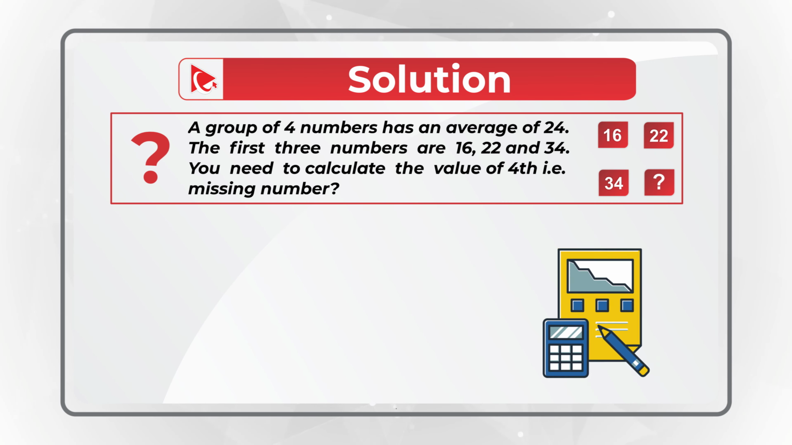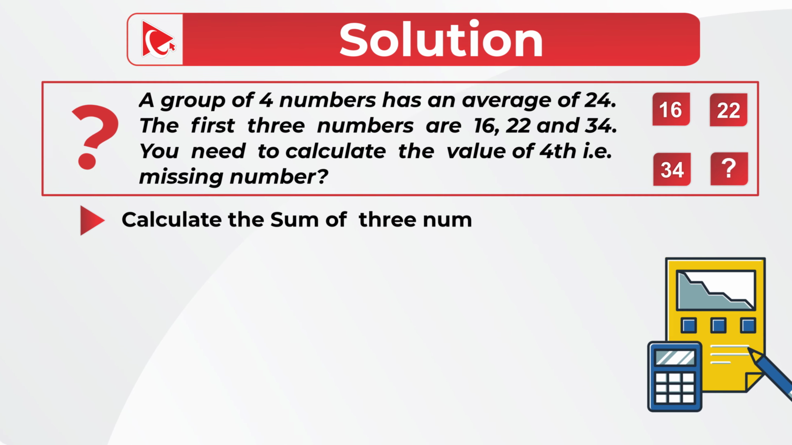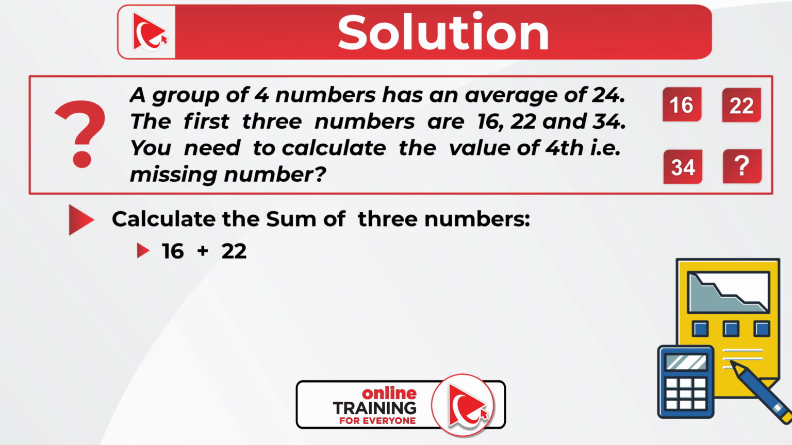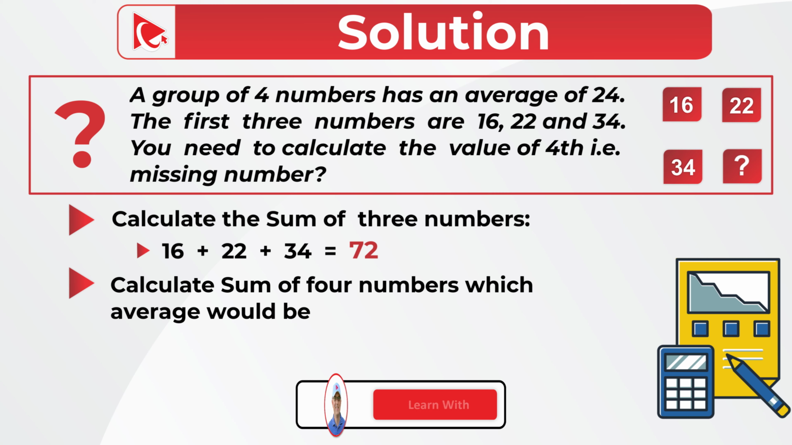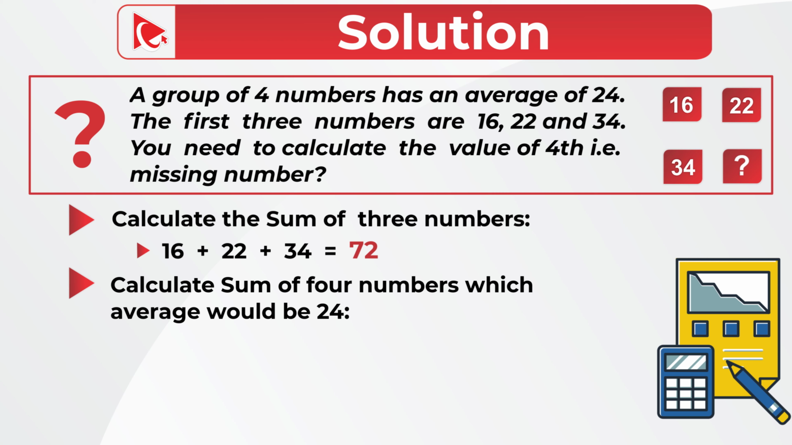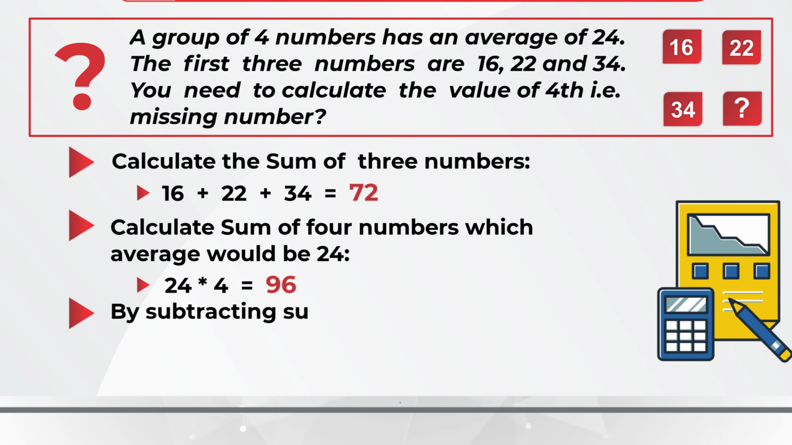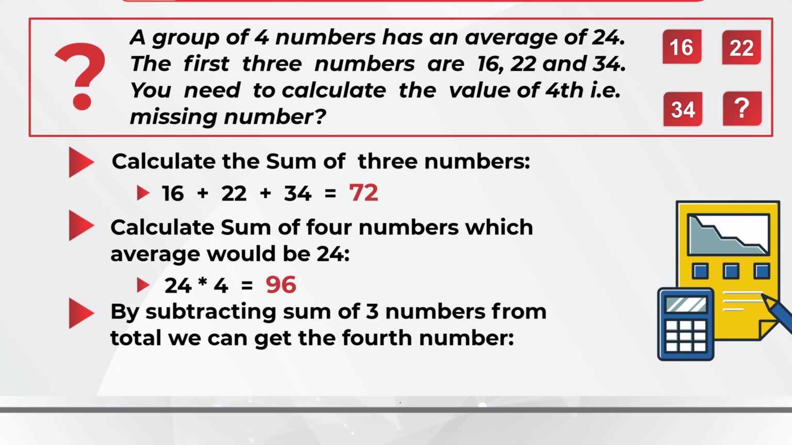In the first step, we're going to calculate the sum of the 3 existing numbers. 16 plus 22 plus 34 equals 72. In the next step, we need to determine what would be the sum of 4 numbers for which the average would be 24. To do this, we need to multiply 24 by 4, and the end result of this would be 96. And in the last step, we need to subtract the sum of 3 numbers from the total where the average will be 24 to calculate the 4th number. 96 minus 72 equals 24.